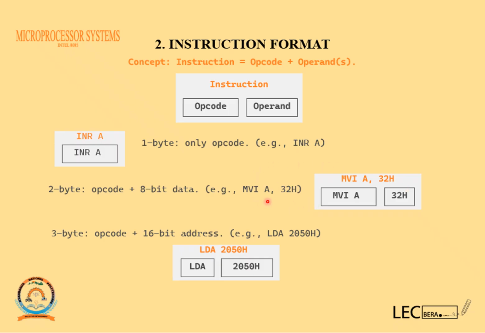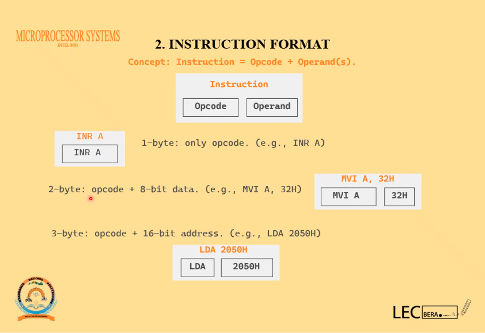We have MVI A. This one is the opcode, and 32 is the operand. This is the data which I'm working on. Now, for 1 byte, that is 8-bit, only the opcode is going to appear this way. So we have an instruction which is INR A, and in that instruction, we are only going to have an opcode.